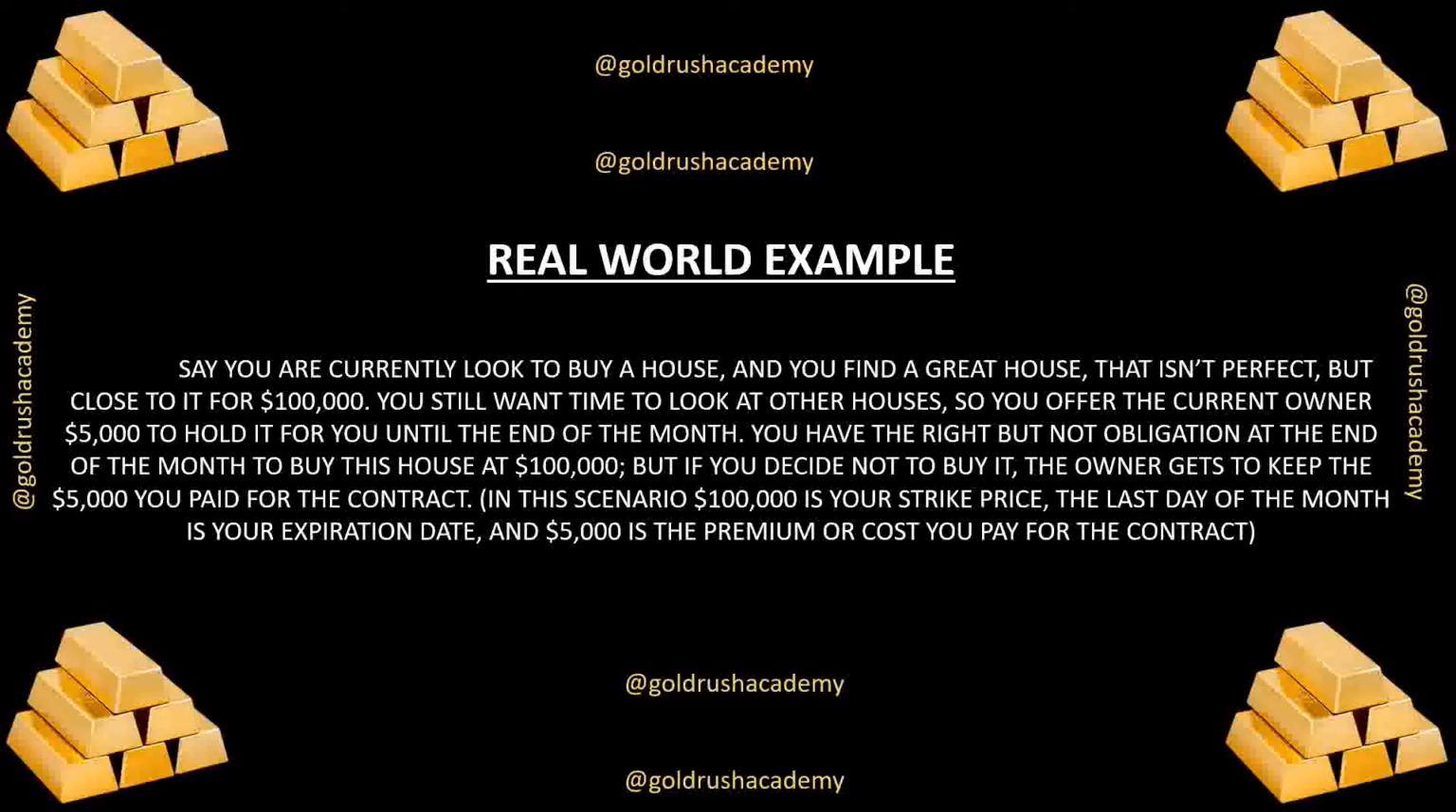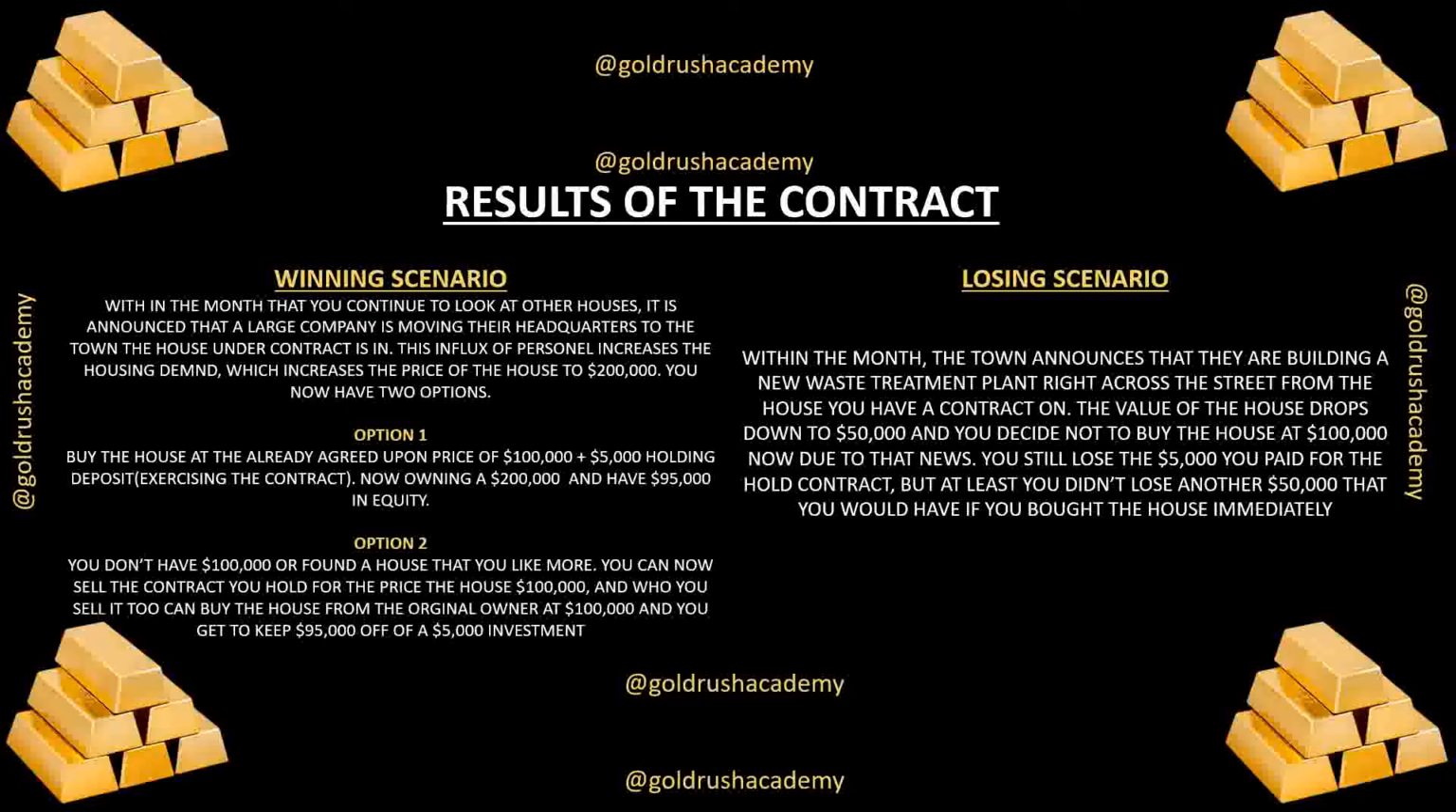So here's a real world example. Say you are currently looking to buy a house and you find a great house that isn't perfect, but close to it, for around $100,000. You still want time to look for other houses, so you offer the current owner $5,000 to hold it for you until the end of the month. You have the right, but not the obligation, at the end of the month to buy this house at $100,000. If you decide not to buy it, the owner gets to keep the $5,000 you paid for the contract. In this scenario, $100,000 is your strike price, the last day of the month is your expiration date, and $5,000 is the premium or cost you paid for the contract. So what could the results of this contract be?